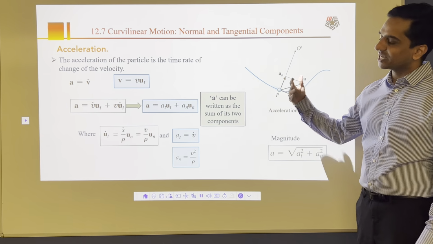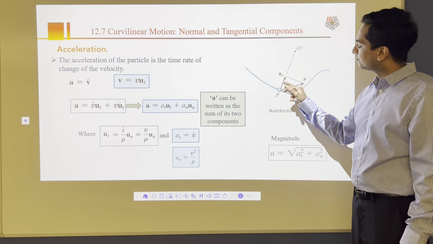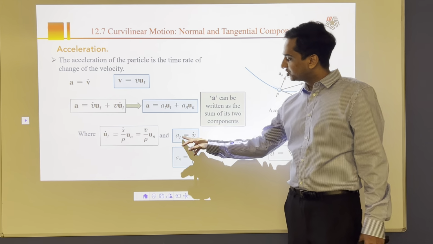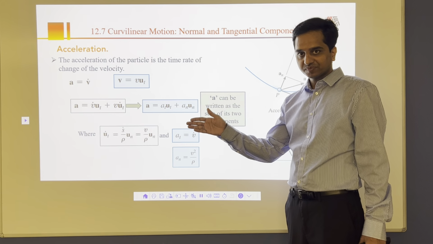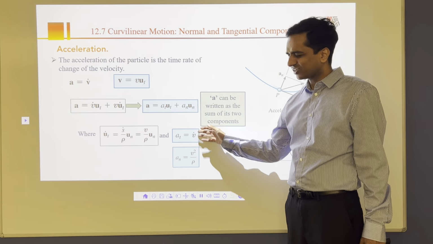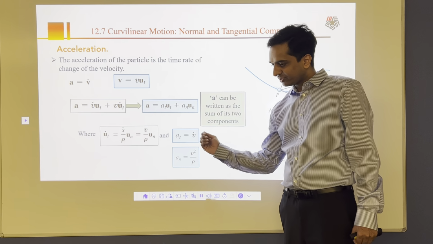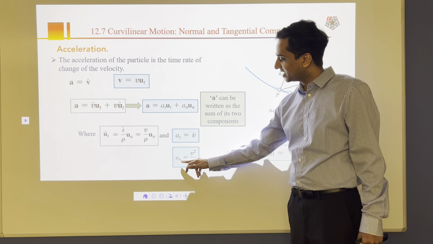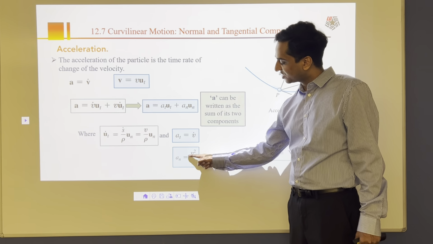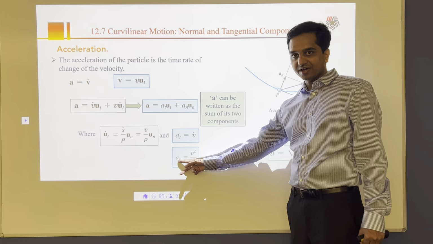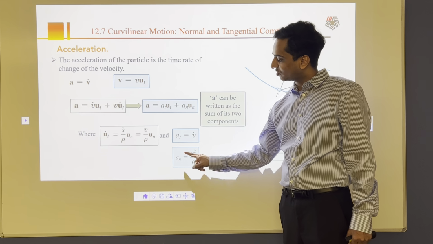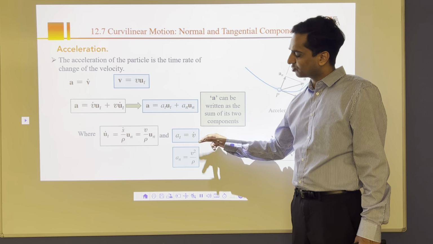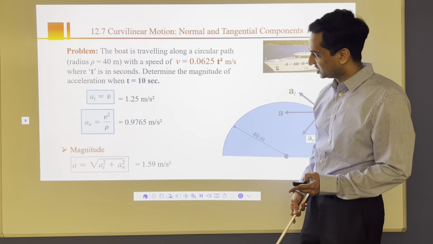Whenever any particle takes a turn, we will have two components of acceleration: a normal component and a tangential component. The tangential component is something you experience when you speed up in a straight line. This is a regular acceleration. The normal component is what you experience when you start taking a curve. It's given by v squared by rho. The higher the velocity and the lower the radius, the higher the value of a_n. This is a very important formula, v squared by rho, keep it in mind. And the tangential component is simply dv by dt.